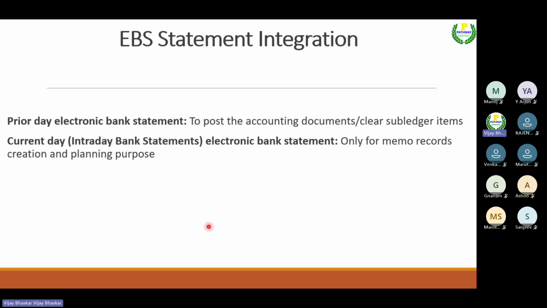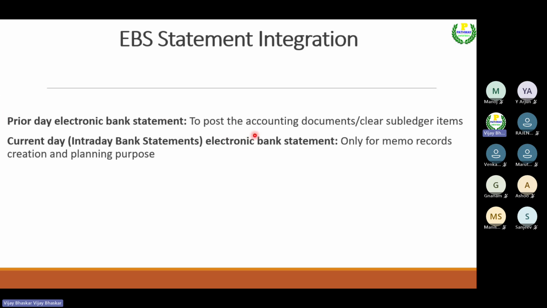During the discussion, I have also highlighted that there is a difference between the prior day statement and the current day statement. Electronic bank statements are of two types. One is a prior day statement, another one is a current day statement. Now if we talk about the prior day statement, it consists of the transactions which happened yesterday. For those transactions, the bank will send EBS statements to SAP the next day. That is the meaning of prior day.